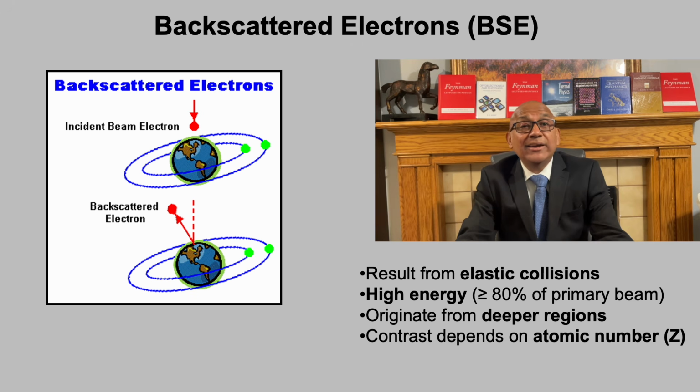Regions containing higher Z elements appear brighter, while lower Z regions appear darker in BSE images. Because of this, backscattered electrons are particularly useful for compositional imaging, phase identification, and distinguishing materials with different average atomic numbers. In contrast to secondary electrons, which emphasize surface topography, backscattered electrons emphasize material contrast, making the two signals highly complementary in SEM imaging.